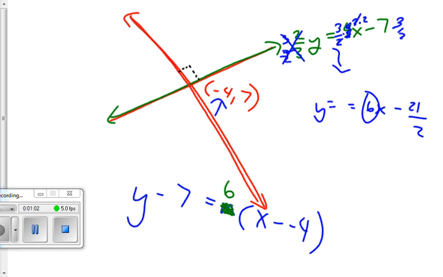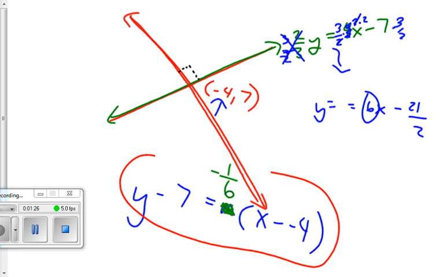Why? It's the reciprocal, and so should I just make it 1/6? -1/6 is the slope. Why? Because when you have perpendicular lines, the slopes are opposite reciprocals. Opposite, yeah. You take the slope and you take the opposite reciprocal of the slope. And there you go. Raise your hand if you had that one right.